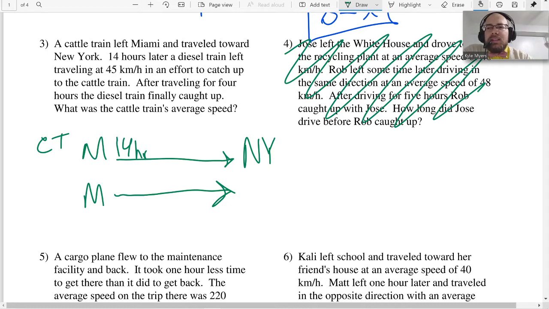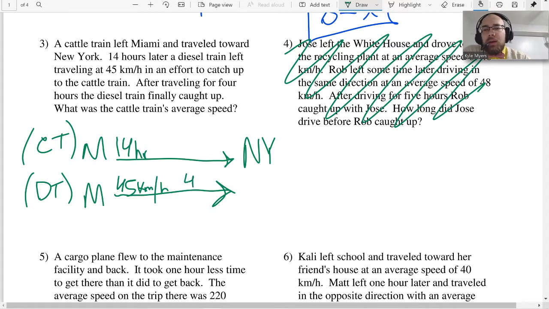Now, 14 hours later, diesel train, right? So cattle train and diesel train. It leaves and it goes 45 kilometers per hour. So 45 kilometers per hour, right? So that's the rate. In an effort to catch up to the cattle train after traveling for 4 hours. Okay, well, that means that this one's been traveling for 4 hours, right? But if this one's been traveling for 4 hours after this one's already been traveling for 14, then this first one's been traveling for a total of 18 when they finally catch up.